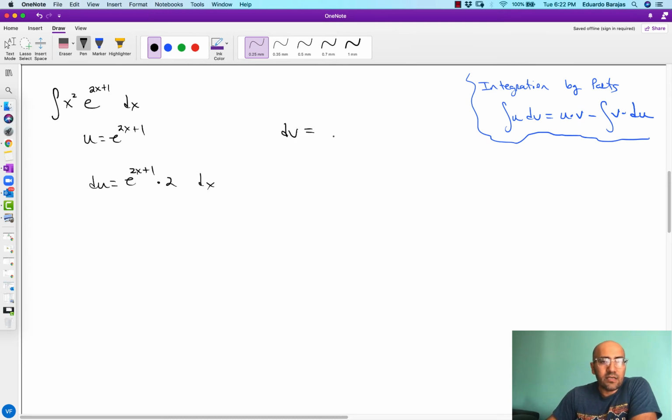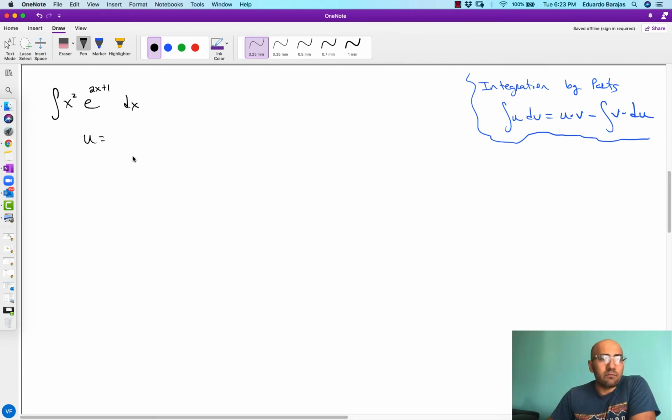But notice what happens with the dv. If I let dv equal x squared dx, then when I integrate both sides, I'm going to have to find the integral of that, then I'm going to go up by 1 power. I'm going to end up with x to the 3rd power times 1/3. And that's just getting more complicated. I'm not making it simpler, I'm making it more complicated. So that's not the way to go. If you start going that way and you end up with something that's more complicated than what you started with, that might be a clue to stop, come back, and maybe choose a different value of u and dv.